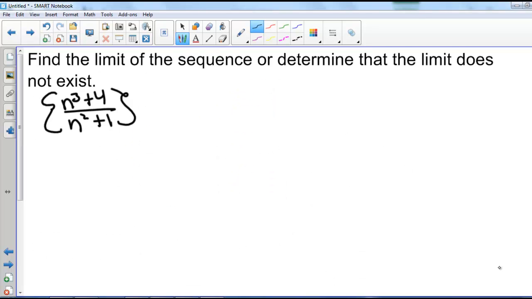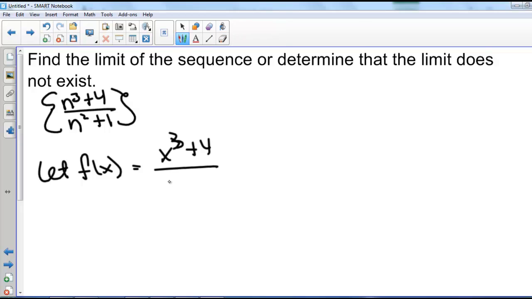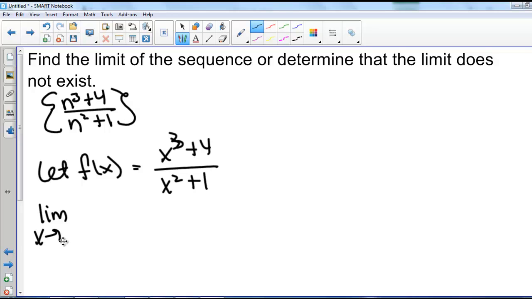So here we want to find the limit of the sequence, or determine that the limit does not exist, for n cubed plus 4 over n squared plus 1. So if we let f of x equal x cubed plus 4 over x squared plus 1, so we're looking for the limit as x goes to infinity of x cubed plus 4 over x squared plus 1. So our trick is to look at the highest power in the denominator, which is x squared. So we're going to multiply the top and the bottom by 1 over x squared.